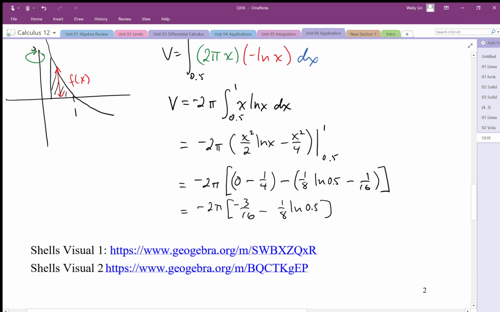So negative 3 over 16 minus 1 over 8 log 0.5. And then times negative 2 pi. And so we're getting a volume of 0.633. Okay, so I'm going to round that to just 0.63. So the volume is 0.63 units cubed.